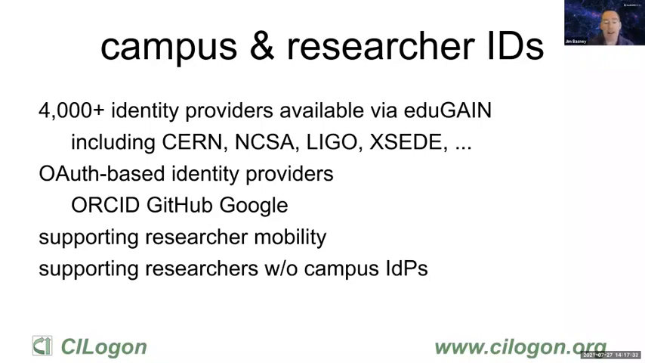But also if those identity providers aren't available to the researcher, or the researcher wants to link another identity to the CILogon platform, they can log in with ORCID or GitHub or Google. And being able to link multiple identities is really key for researcher mobility. When a researcher moves from one university to another, there's a good chance that researcher is going to stay in the collaboration and need access to the same applications and same data. And so having that ORCID identity linked to their university identity, when the university identity changes, that ORCID identity can make that transition much more seamless.